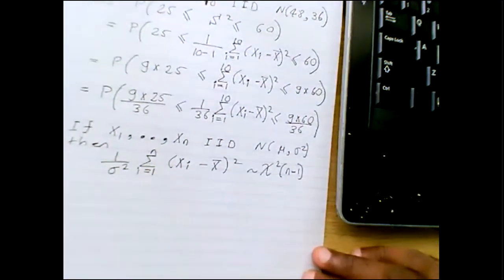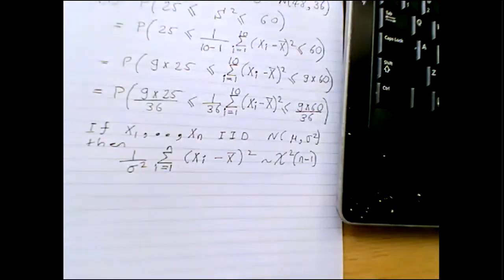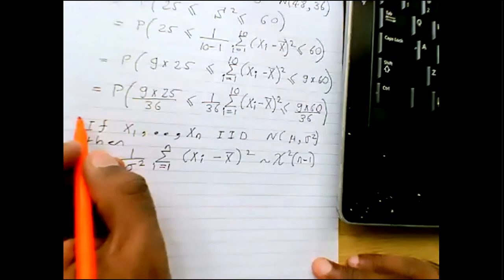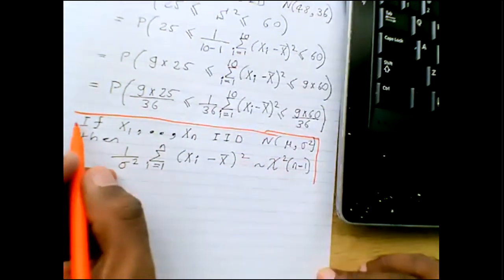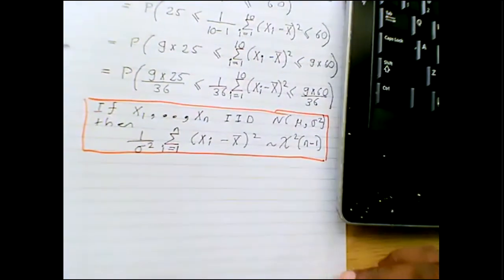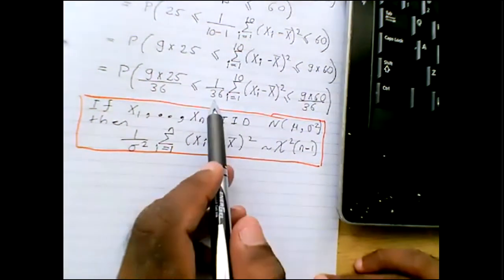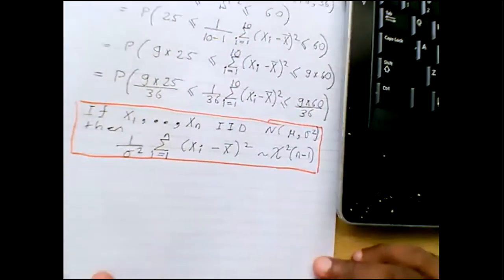Do you remember this property, guys, or not? I mean, this is a property I talked about in the video on chi-square distribution some time ago, right? That's why I divided by 36, because 36 is the variance, right?